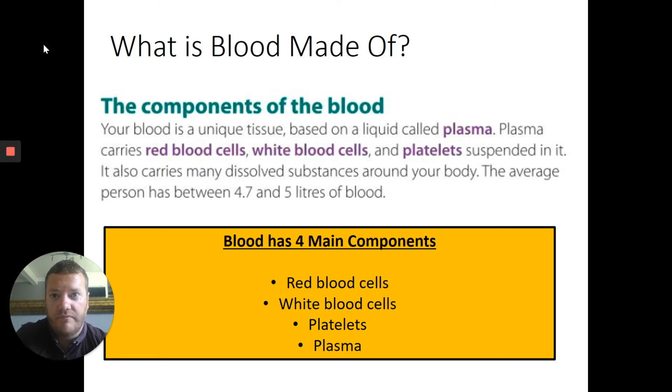And how much blood do you have? How much blood does the average person have? Well, the average person has between 4.7 and 5 liters of blood. Obviously, if you're 4'10", you've got less blood than somebody who is 6'9", but there's just a bit of an answer to give you. I don't know if that's more than you thought or less than you thought, but that's how much blood the average person has.